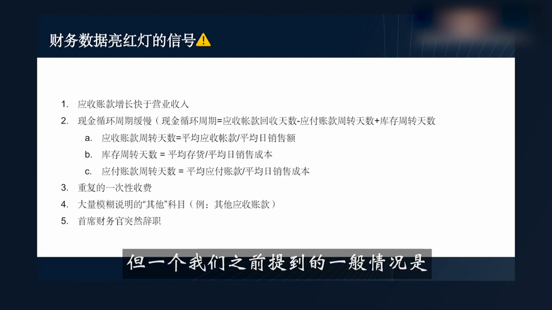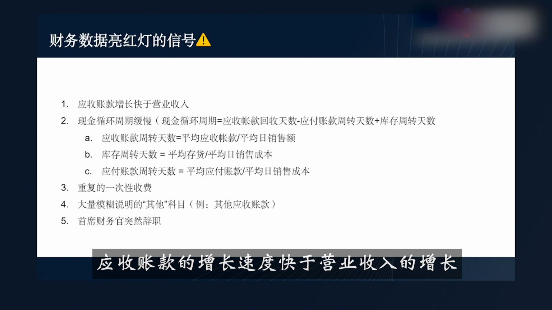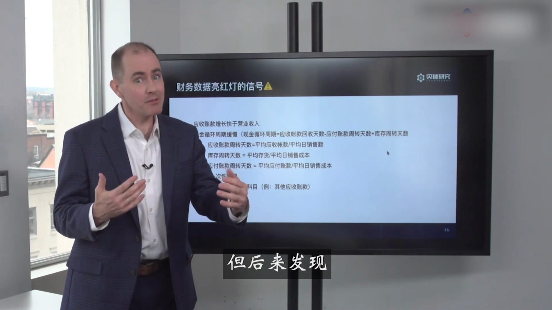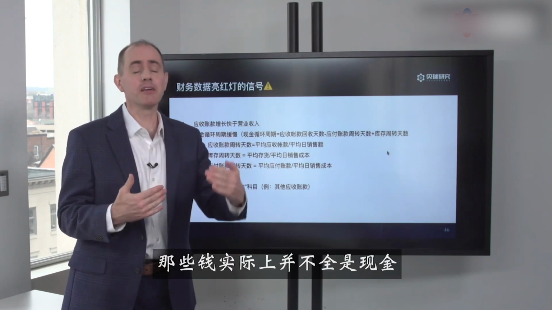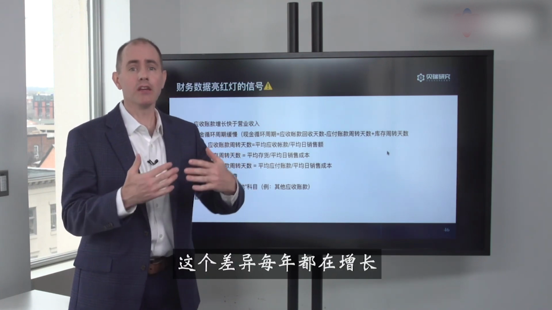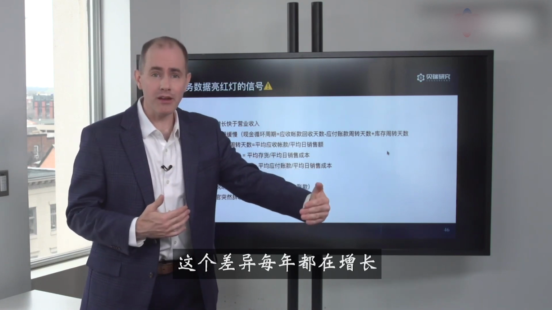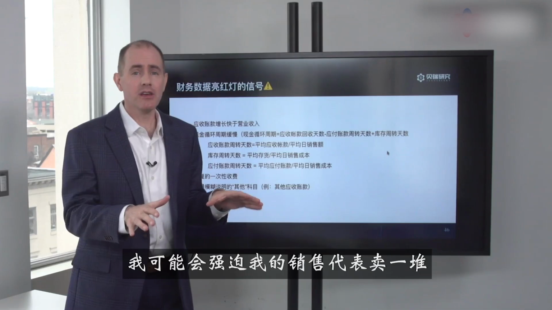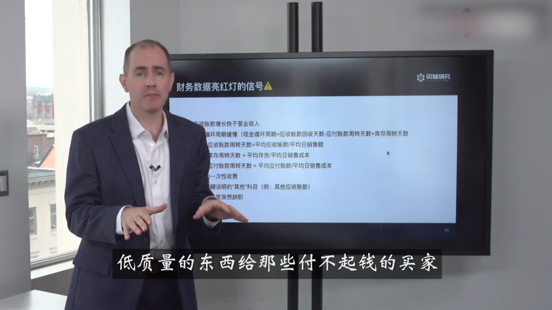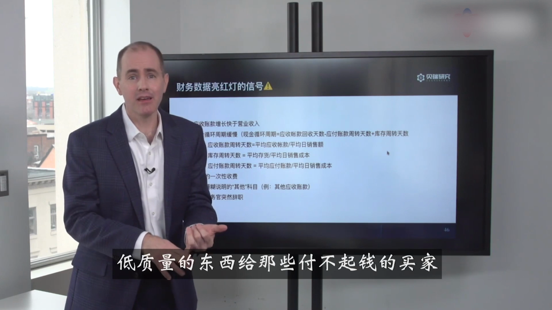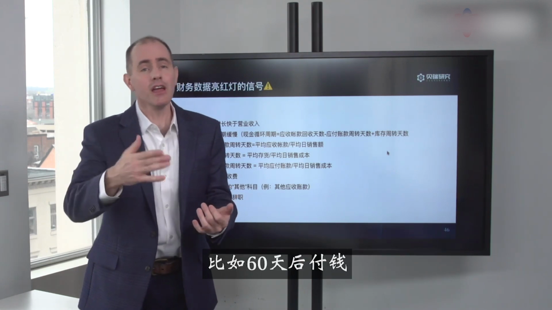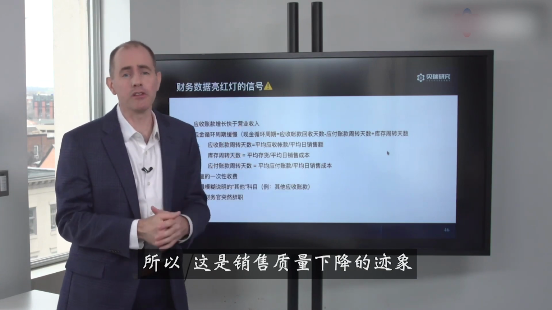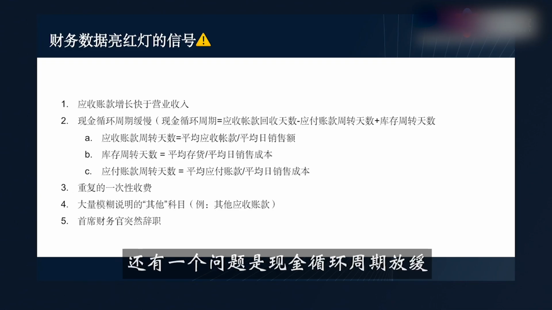But a standard thing, we mentioned this earlier, is accounts receivable growing faster than sales. In other words, if I'm booking a lot of sales, but come to find out, I'm not actually getting paid cash for all that, and the discrepancy is growing year by year, I, as a company, might be forcing my sales reps to make a bunch of low quality sales to buyers who can't really pay. Say, you know what, pay 60 days later, and maybe they will, maybe they won't. So that's a sign of a deterioration in sales quality. Another one is a slowing cash conversion cycle.